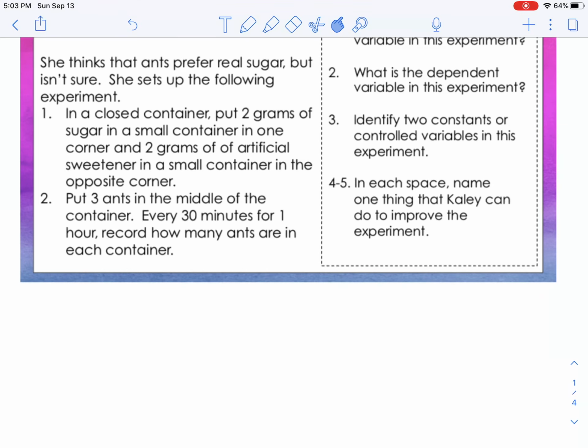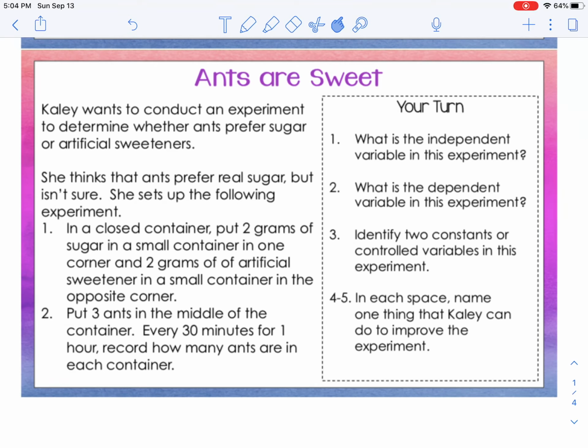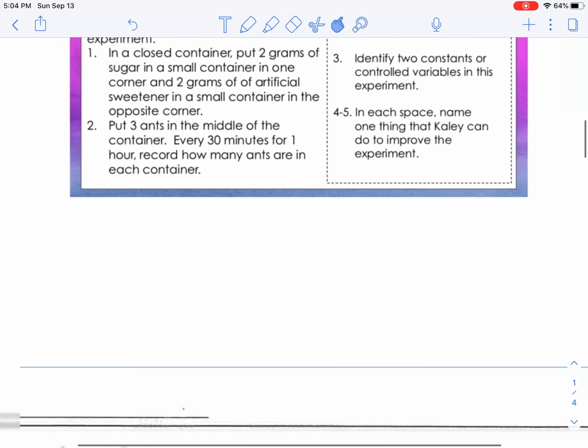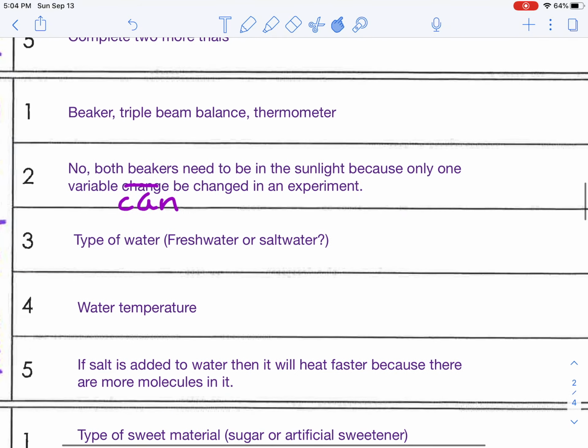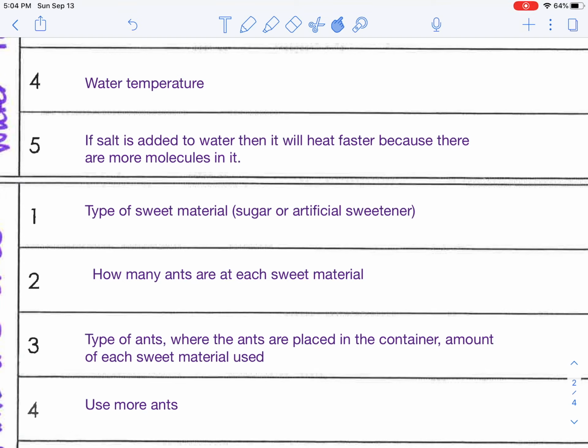In each space, name one thing that Kaylee can do to improve the experiment. Okay, so we have 2 grams of sugar, 2 grams of artificial sweetener. We have 3 ants. We are testing every 30 minutes for 1 hour. So let's see, can we improve that a little bit? I think we can. We could use more ants because 3 is really not a very large group. So adding more ants, like maybe 10 ants into the mix.